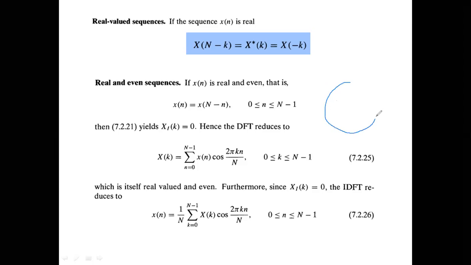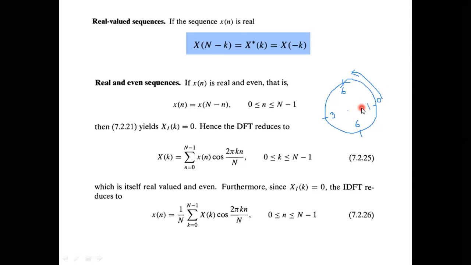Let me draw a circle. This is my origin. Say there are 4 values. The usual method is the anti-clockwise method. Say I have a sequence 1, 6, 3, 6. This is my origin. This is the 0th value, this is the first value, this is the second value, and this one is the third value.